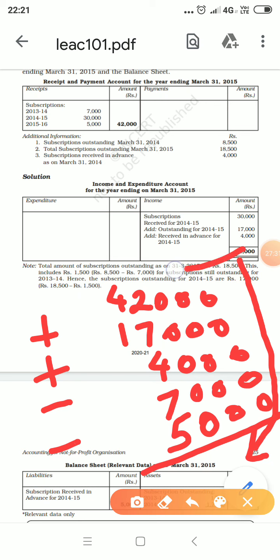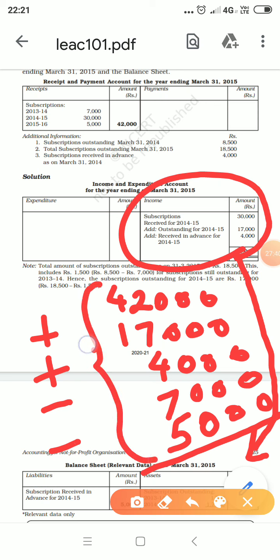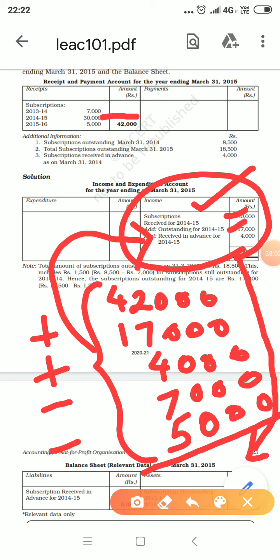So those who did not understand this formula can use the full-fledged sum, and you can write this whole thing. This whole thing can be shown here. It is correct, but this is a lengthy method. Instead of showing this whole thing, you can directly take only the current year's amount 30,000. With that you add current year's outstanding and previous year's advance, which belongs to current year. That is what they have done. Current year's amount, current year's outstanding, previous year's advance received during current year. Okay children, so both the formulas are giving you 51,000.